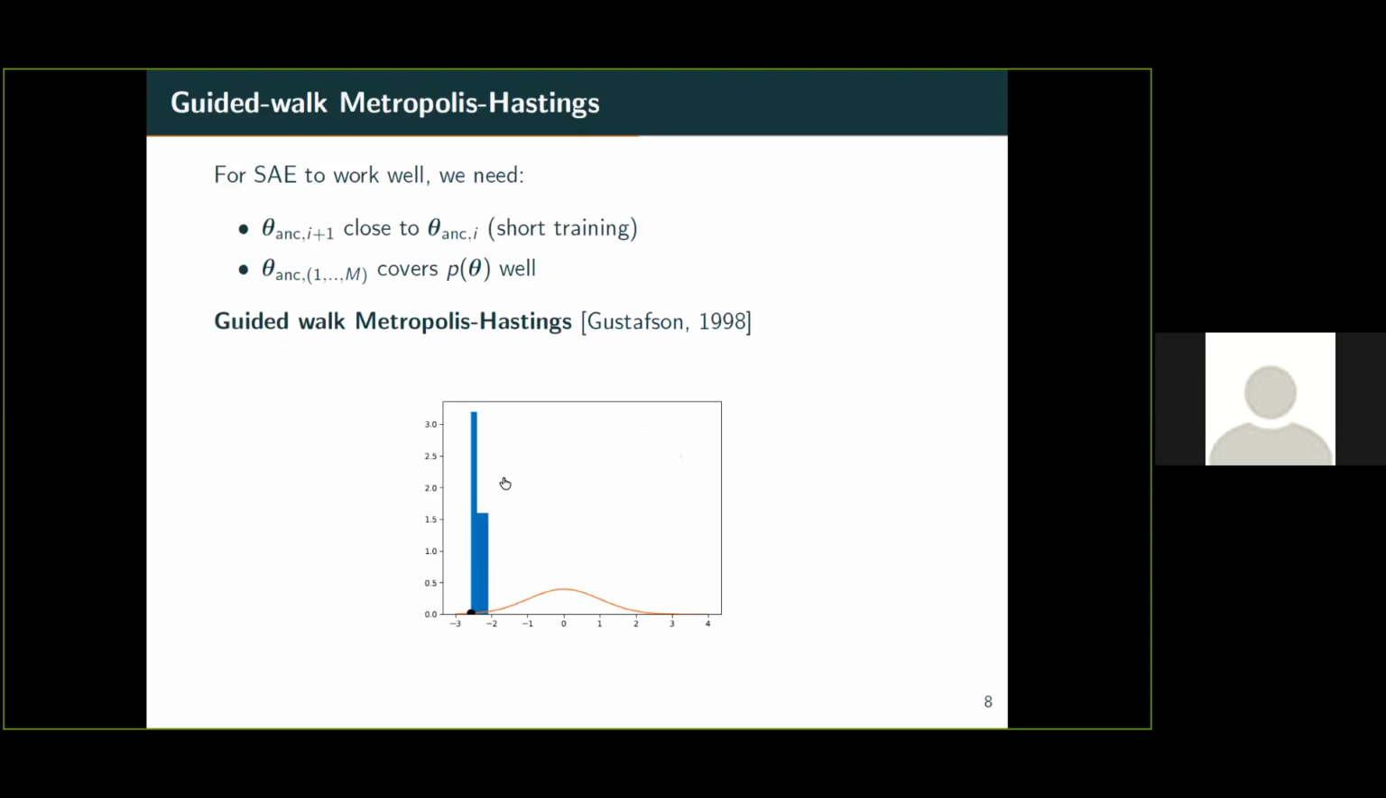So for the algorithm to work well, we need two consecutive anchors to be close to each other, but eventually it should span the prior well. And for that, we run a guided walk Metropolis-Hastings procedure. It works like a classical Metropolis-Hastings procedure, so you make some transitions that are either accepted or rejected. But the difference lies in the fact that the transitions are always performed in the same direction until rejection.